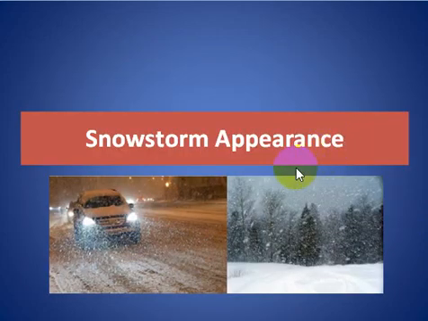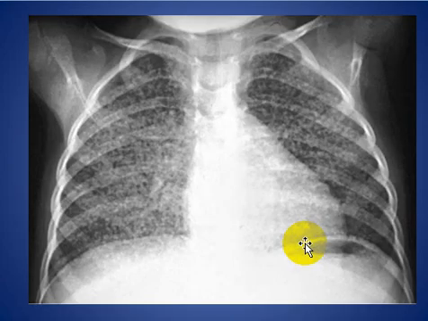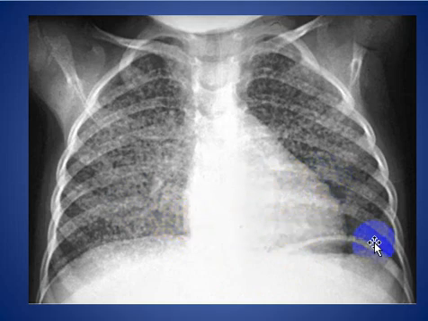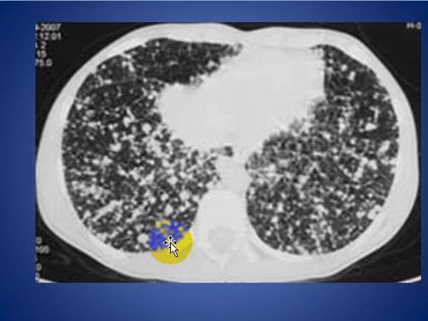Snowstorm sign or appearance, as we see here in these examples. It is seen in thyroid metastasis, as we see here the chest X-ray with multiple and numerous small nodules involving both lungs. Here, another patient with thyroid metastasis with multiple small nodules involving both lungs.